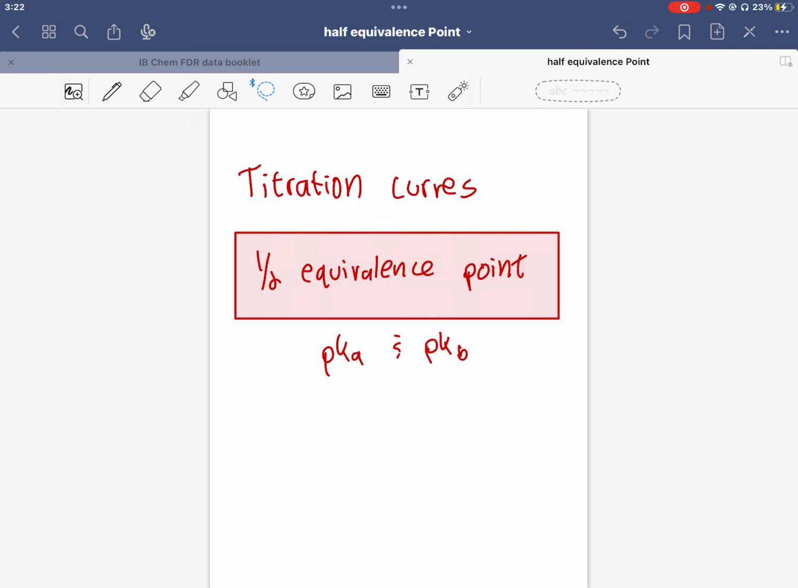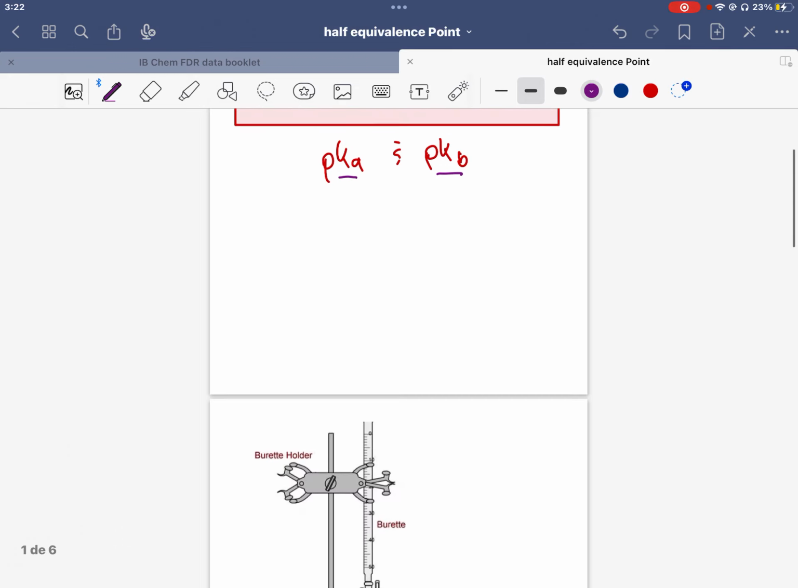Everyone, the purpose of this video is to look at titration curves, which we looked at for weak acids and weak bases specifically. So either a weak acid with a strong base or a weak base with a strong acid. And the importance of the half equivalence point and how the half equivalence point can connect to pKa and pKb.